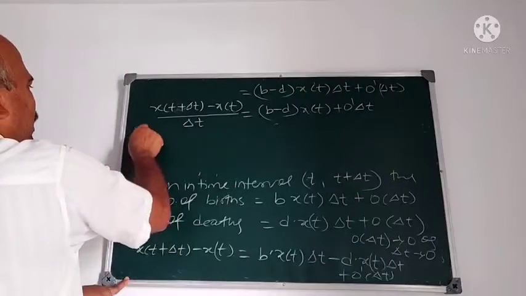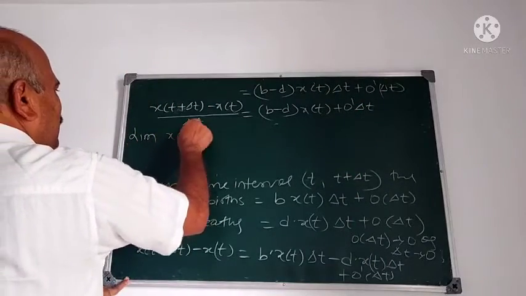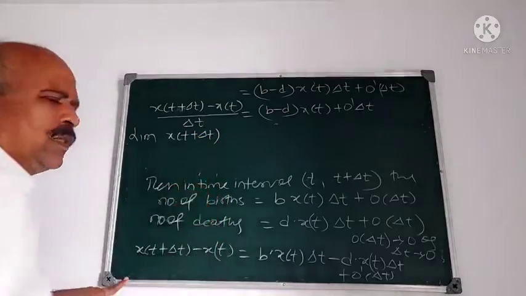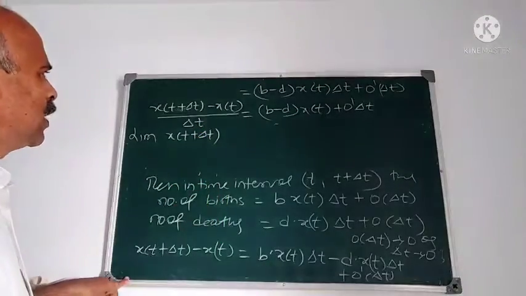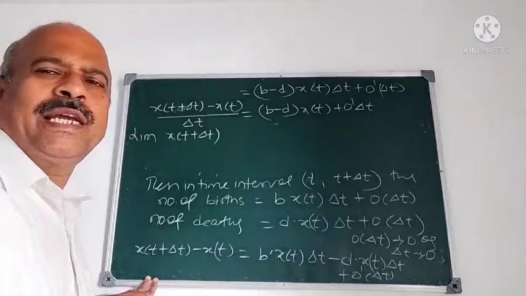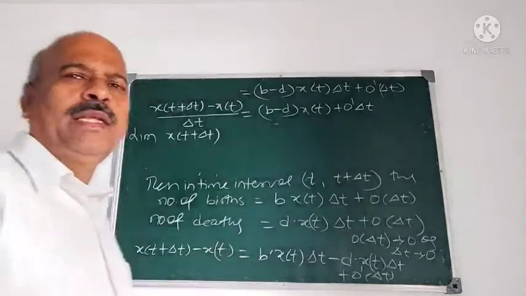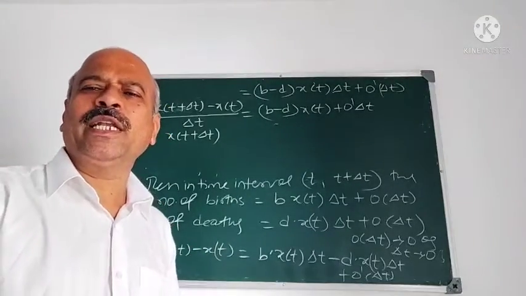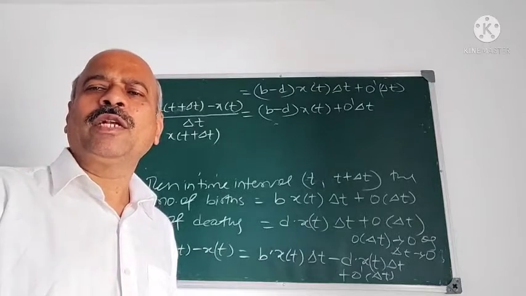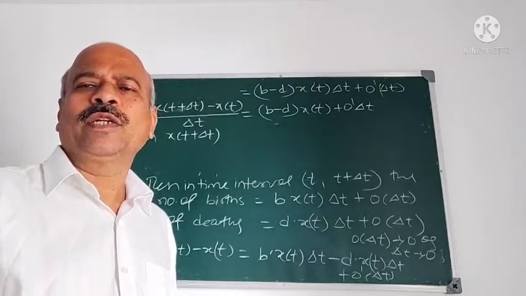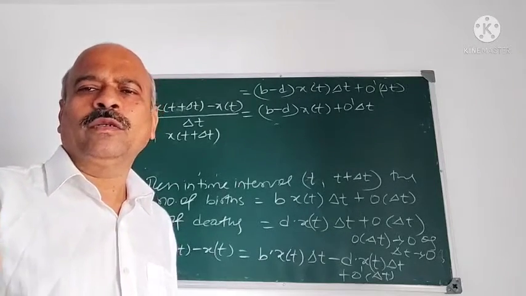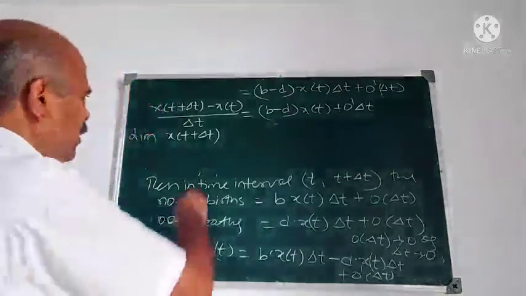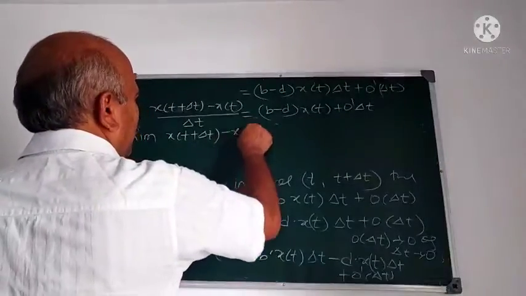Now we consider the limiting case, as delta t tends to 0. This gives the population at any time t, and that can be applied to calculate the population at any time instant t, maybe after 10 years or after 5 years. We can find out. You know the application of calculus here.